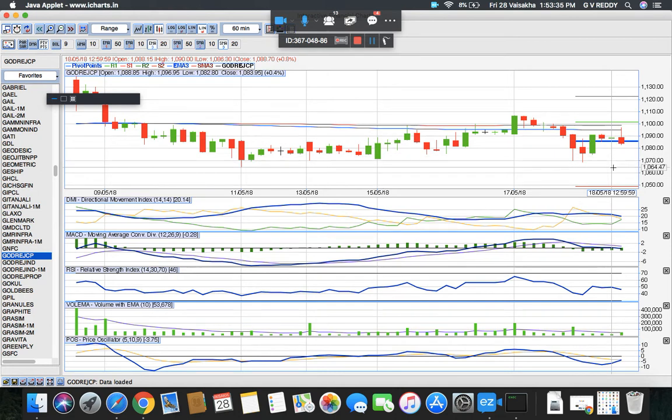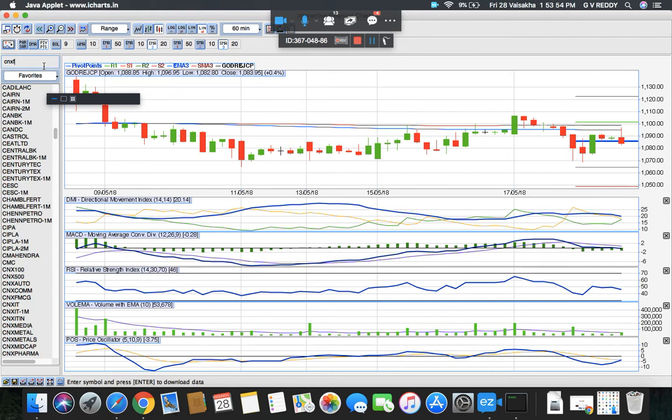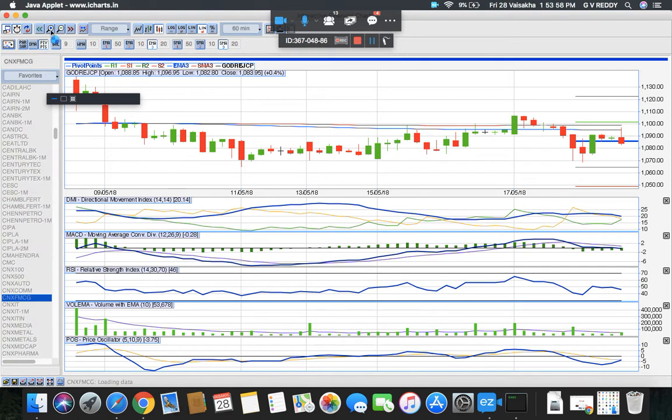So all the FMCG sectors are currently showing some strength. If you see Godrej Consumer Products, it is positive, but this blue line, red line has to cross. If it crosses 1100, okay, 1101 or 1102, we can take a long position for a 5 to 10 rupees target. But currently, since it is below the resistance, we can't take any long position.